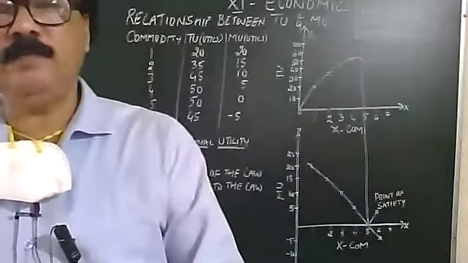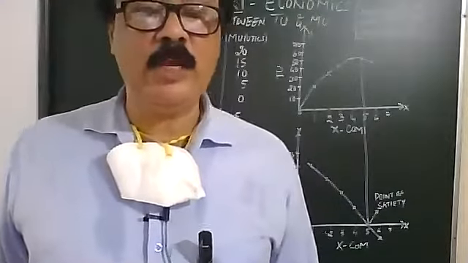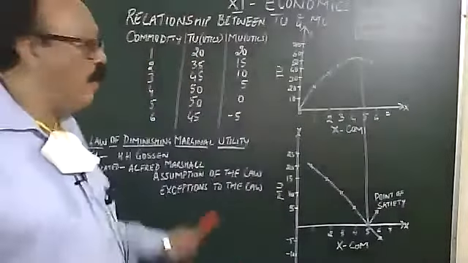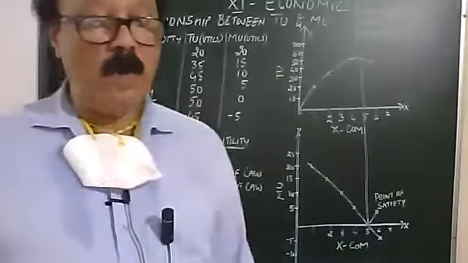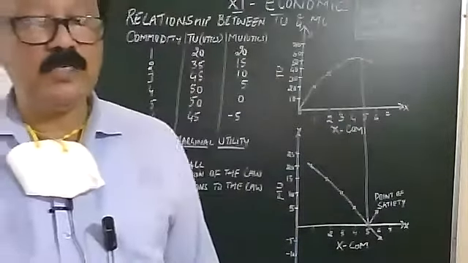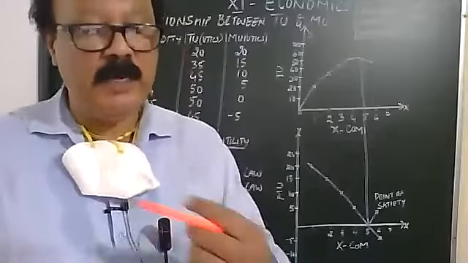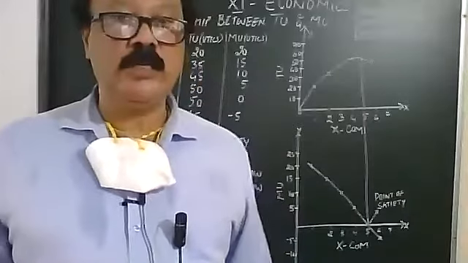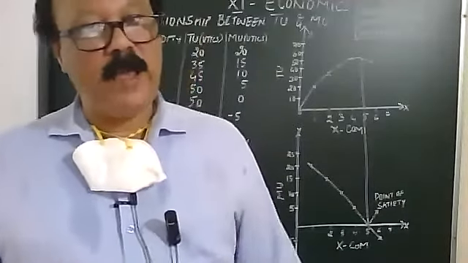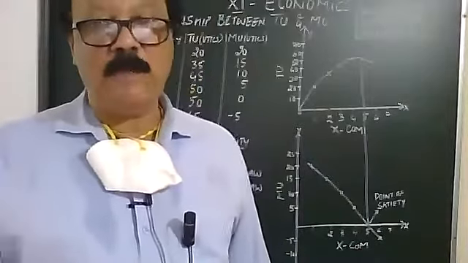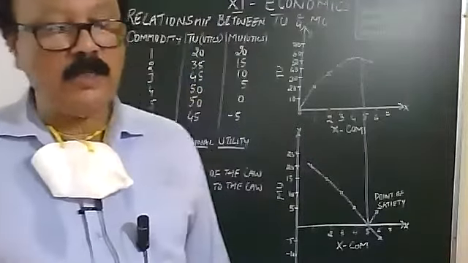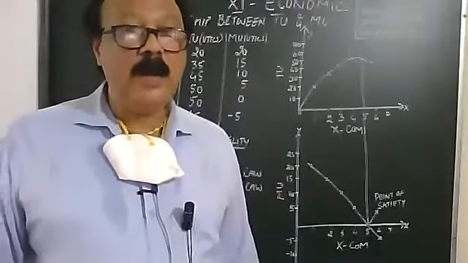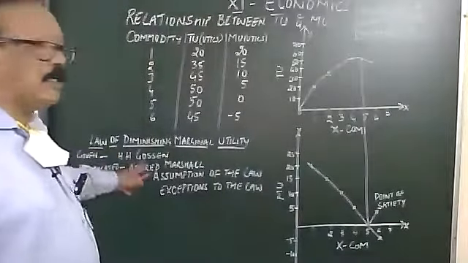So this was the law of diminishing marginal utility, and the assumptions for the law were: all the commodities must be the same, the units must be standard, the consumption must be continuous without any time interval, and there must not be any changes in your taste, preferences, etc. The price of the commodity should be constant, not all the time changing. The consumer must be rational.